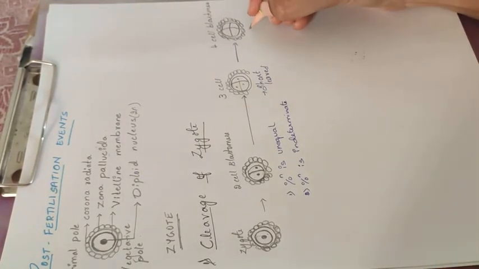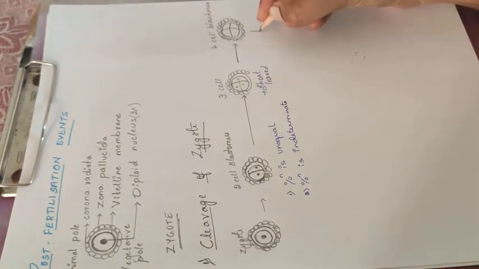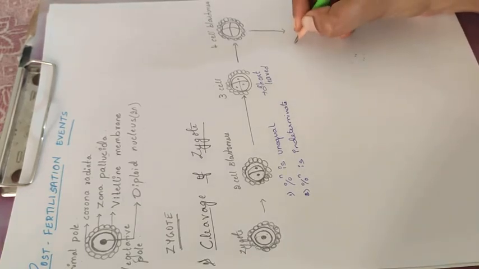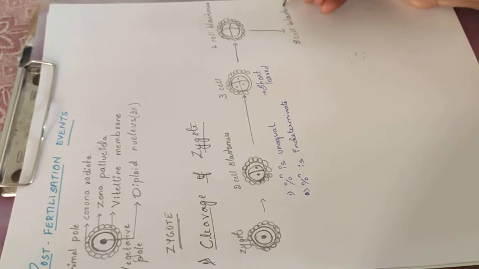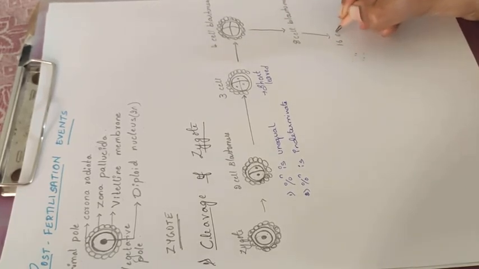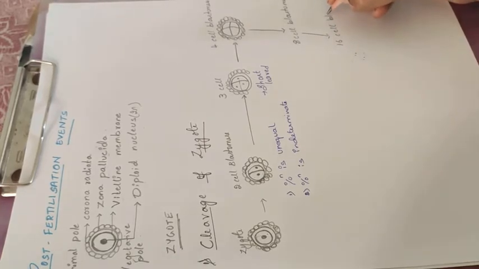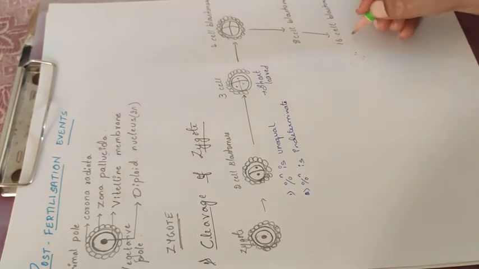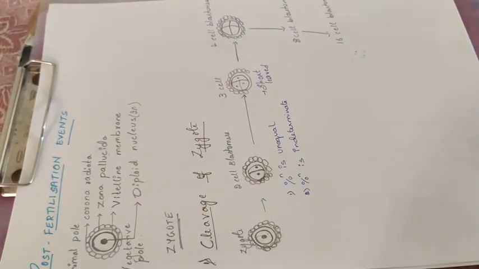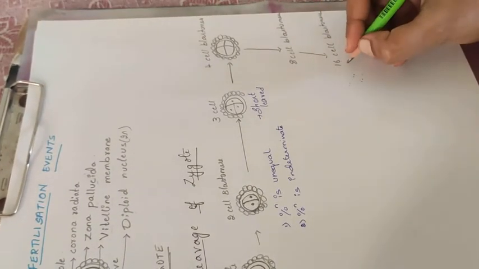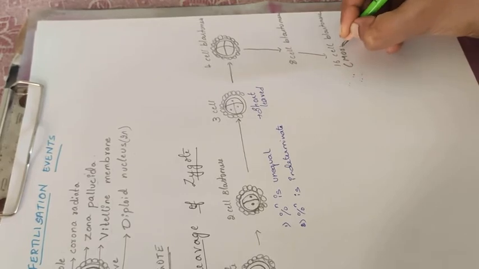And then from 4, again you can see they further divide to form an 8-cell blastomere. From 8-cell it is 16-cell blastomere, and 16 forms into 32 cell. See, the 16-cell blastomere here is also called a morula.